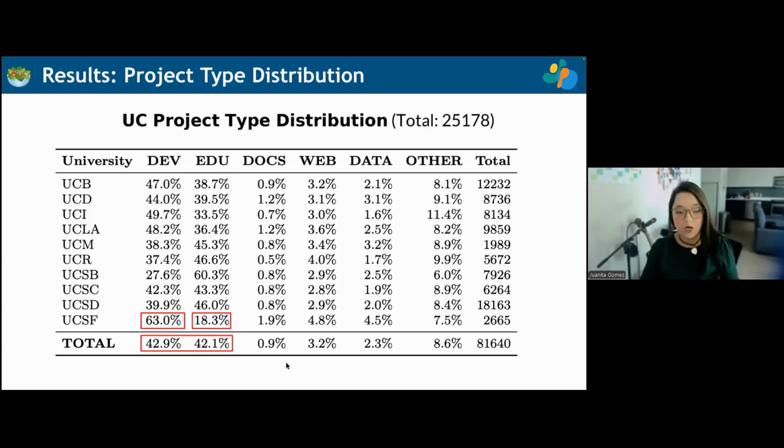If you look at the other categories, there are very few in data or web or docs. And there's a certain number of repositories that did not fit into any of these categories, so it's also interesting to look at those and see what they actually are. But yeah, this was basically the distribution of the project type, computed by LLMs.